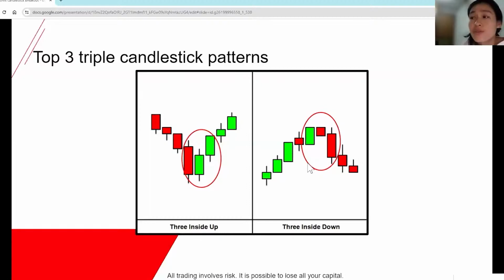With three inside down, you can see price is once again giving us this bullish candlestick first, since it is a reversal pattern. So it's a bullish candlestick, and then price starts around the same area once again. It's a shorter candlestick, followed by a really long one, that starts again where your second candlestick will end. So these two are also reversal patterns.